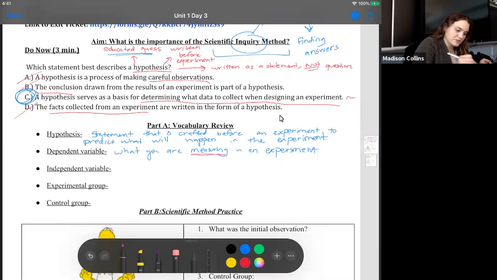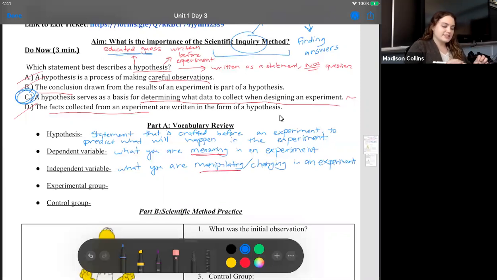So keyword is measuring for dependent. Independent variable is going to be what you are manipulating, or changing, in an experiment. So the keyword there is manipulating.